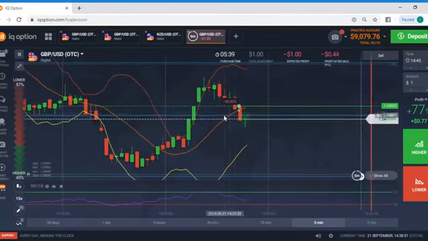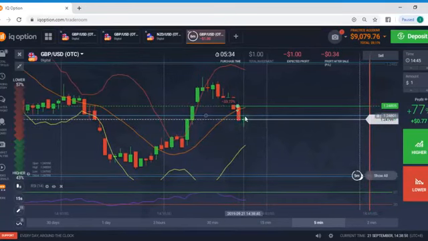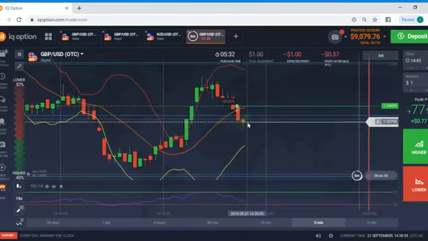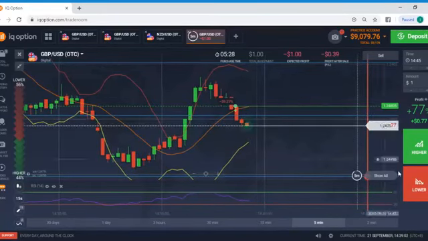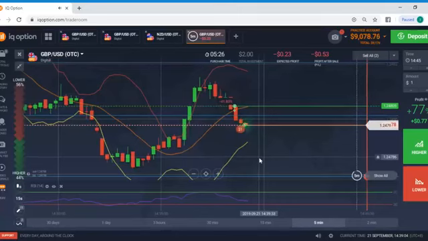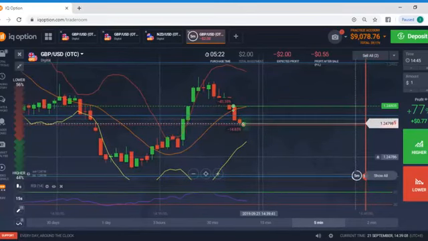So it broke this. This should be your new support, but it broke that. So let's see if it will go back. No, it's not going back. This might continue to go down.